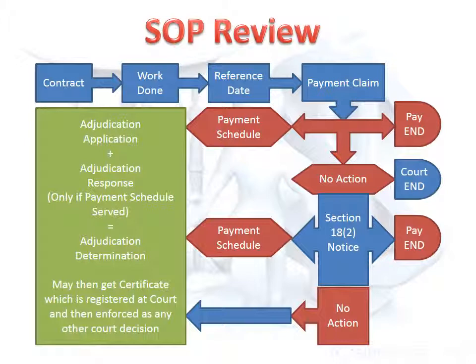If a payment schedule has been served in response to the original payment claim, or a Section 19(2) notice has been served, you may lodge an adjudication application. This must be lodged within 10 business days from the receipt of the payment schedule or after the Section 19(2) notice has expired.